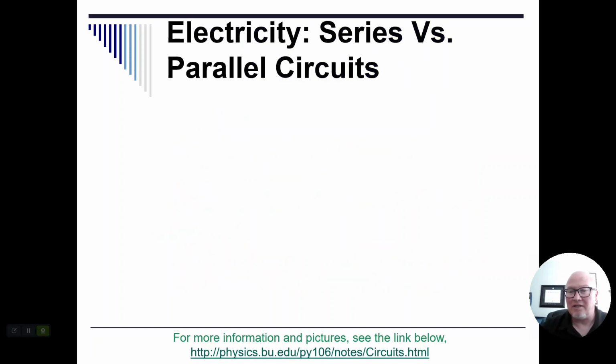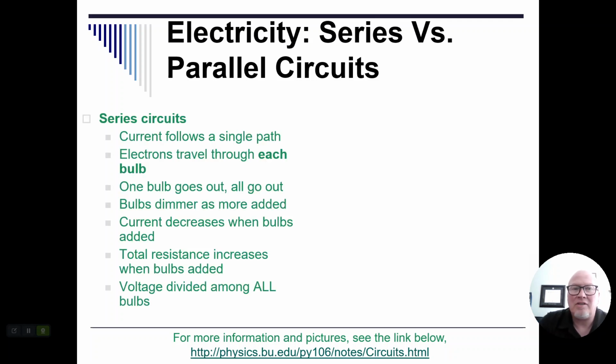So circuitry. Chances are you may find yourself, especially if you're teaching eighth grade, teaching electrical currents. You may also find that you do this in certain lower grades within elementary school. So you have to know the difference between series circuits and parallel circuits. Let's take a look.